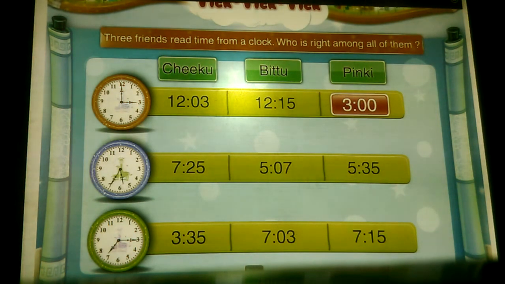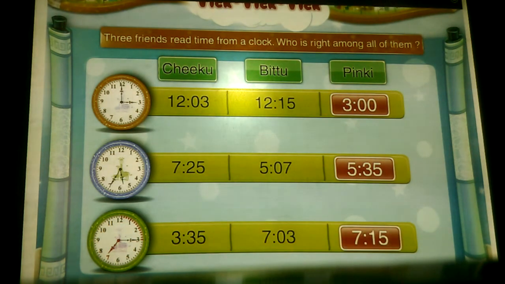In the second clock, the small hand is between 5 and 6. The big hand has crossed 35 lines after 12. So here, the time is 5:35. Again, Pinky's answer is correct. In the third clock, the small hand is at 7 and the big hand has crossed 15 lines after 12. So here, the time is 7:15. Again, Pinky's answer is correct.